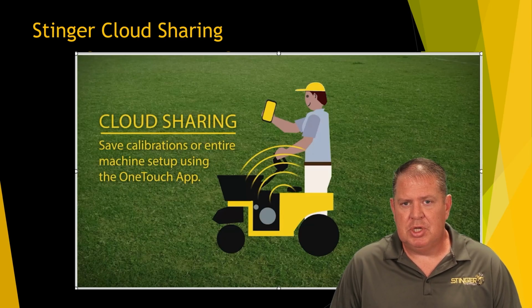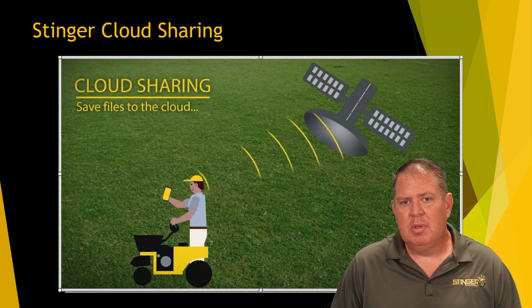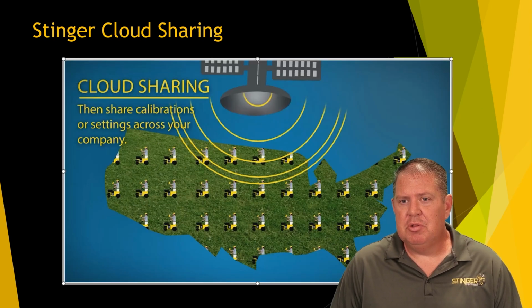Once you calibrate a machine for both spreading or spraying, or set it up exactly how you want it to run, save those settings to the cloud. And once in the cloud, you can share those settings across your company via email or text with other locations or service managers, and you have total control over those calibrations.